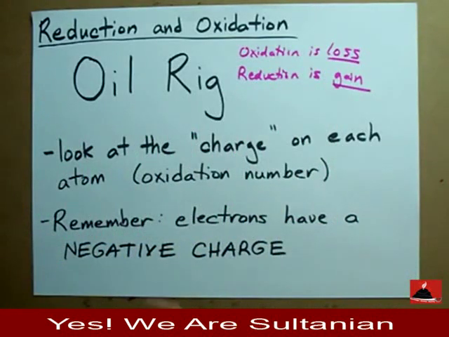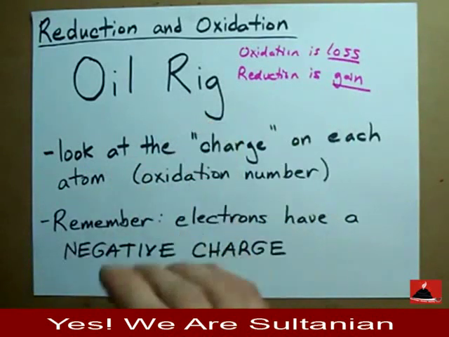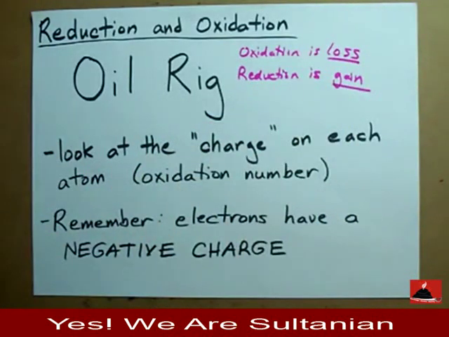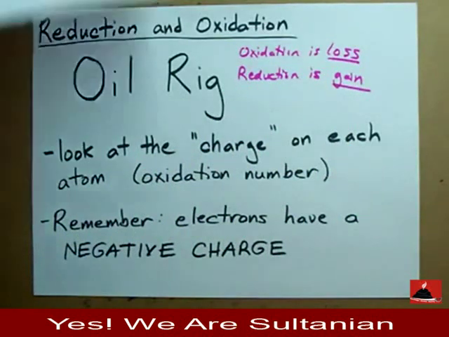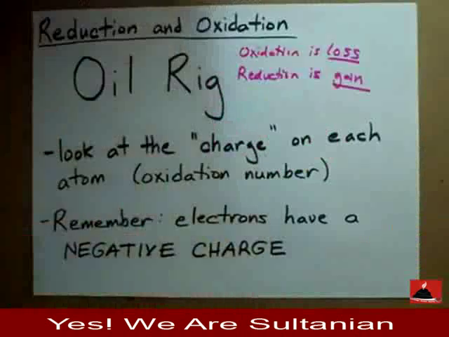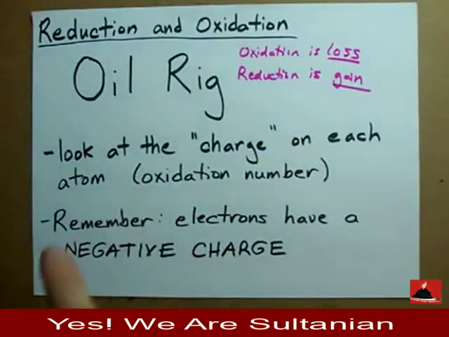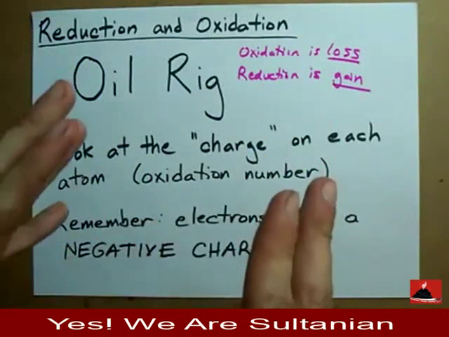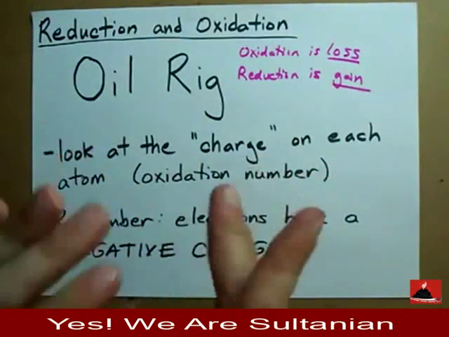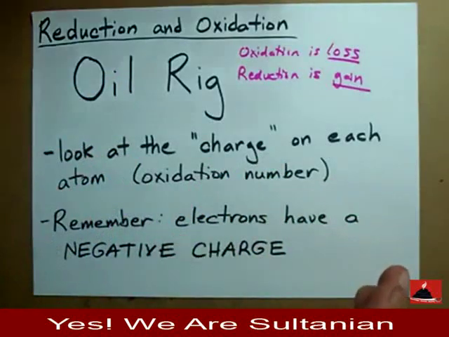Now, there's an official way to assign a charge to each of the atoms in a compound, and that's something called oxidation numbers. Feel free to take a look at that video, but you can also do this in a more ghetto way by just assuming that each of the atoms is going to have the charge that you would expect it to have. Take a look at this.